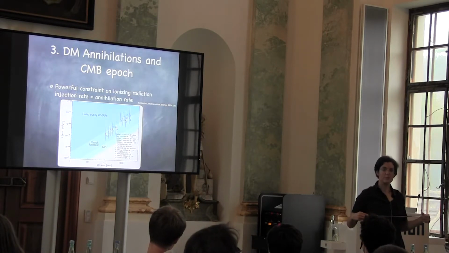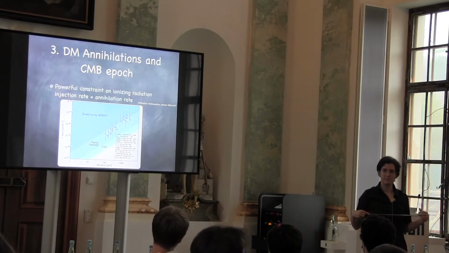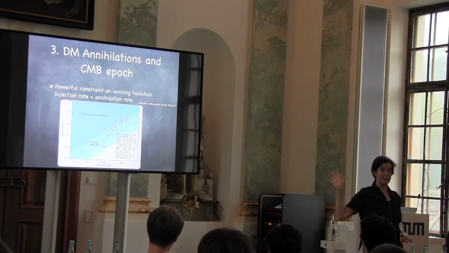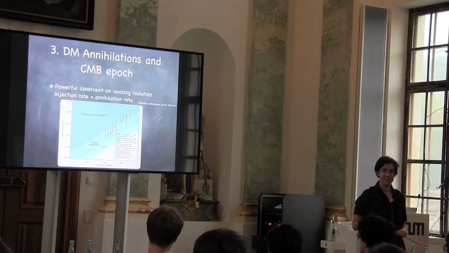Something that annihilates to invisibles, that's another one. It depends on the mass of the invisibles, because now you have to make sure that you don't violate BBN constraints, because we know that there's not a lot of additional radiation at the BBN epoch.